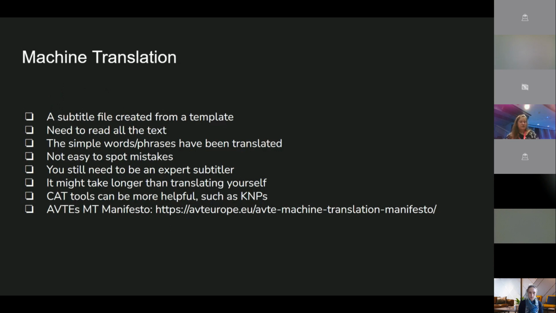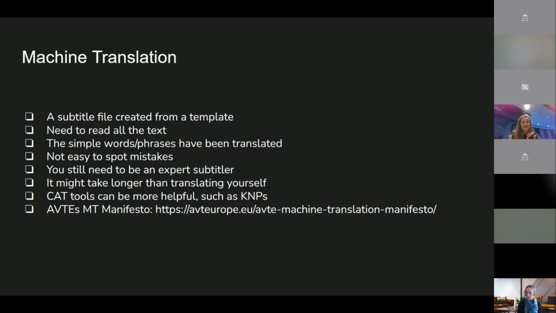I thought I wanted to mention just machine translation. It's a hot topic at the moment. It's a subtitle file created from a template. Personally, I find that it takes me longer to change and check a machine translated file than to just translate from scratch. But those that are used to it might find that it's quicker.